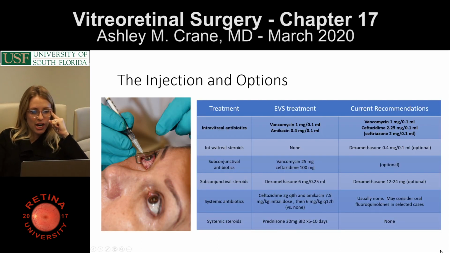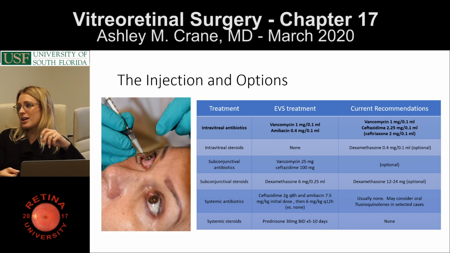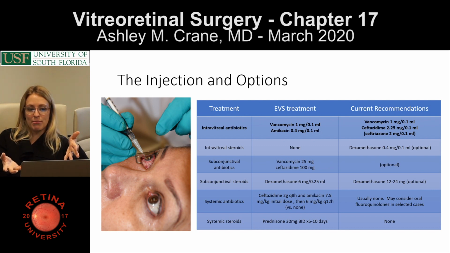So the injection options. You can see the EVS treatment here, and then the current recommendations. They were using amikacin. I have always used ceftazidime. And you can use intravitreal steroids, which I always use in acute postoperative endophthalmitis, but if I think anything about the endophthalmitis is weird, the time period, anything is a little off, I don't use dexamethasone.